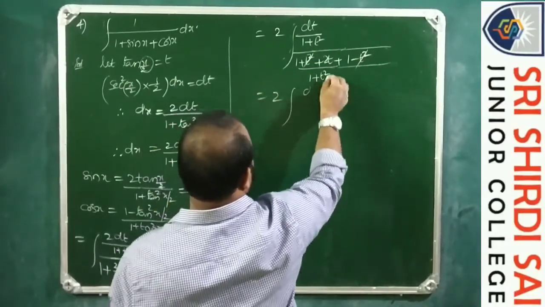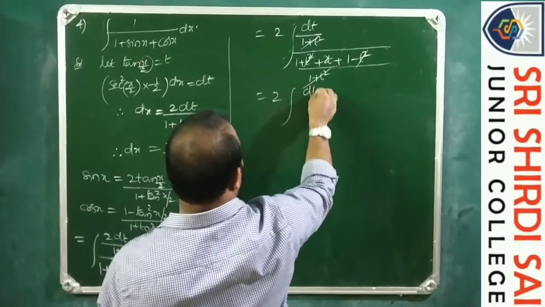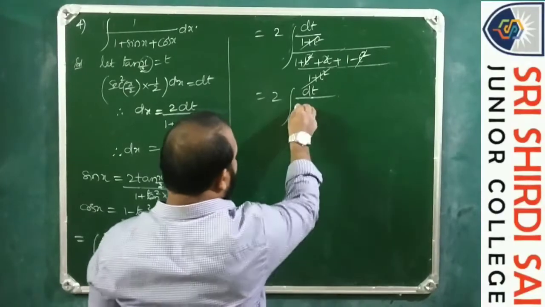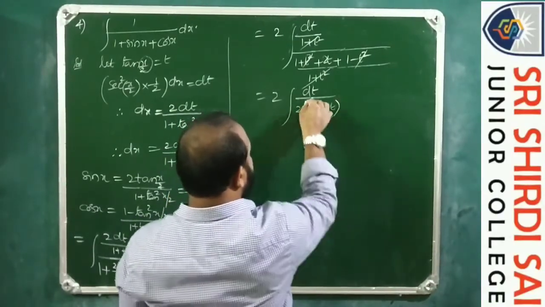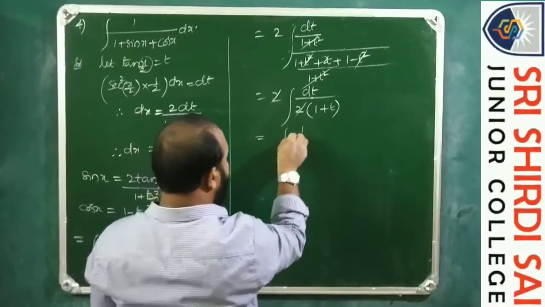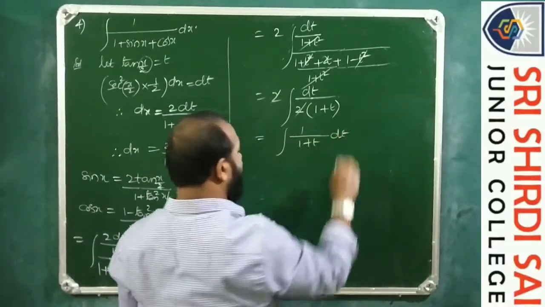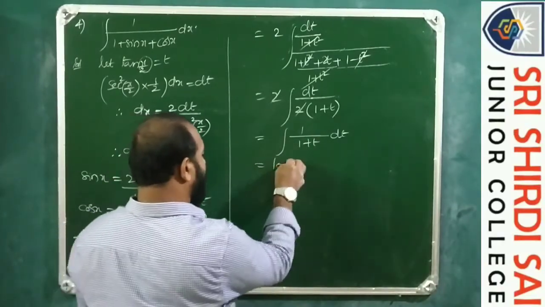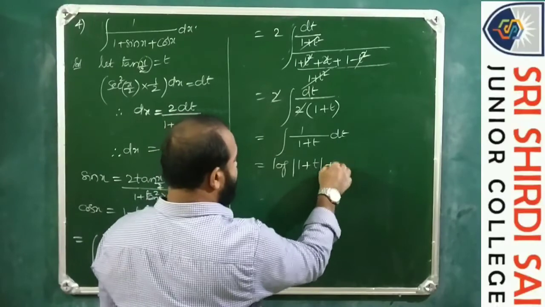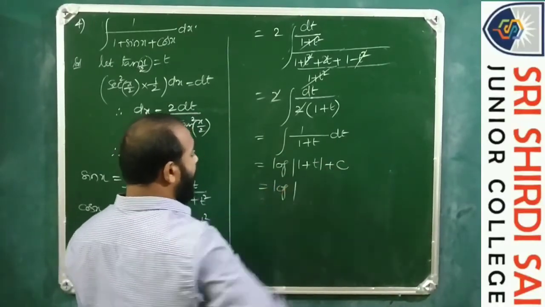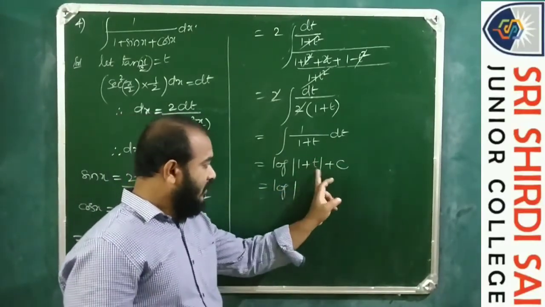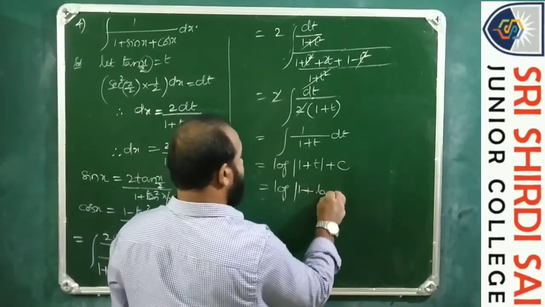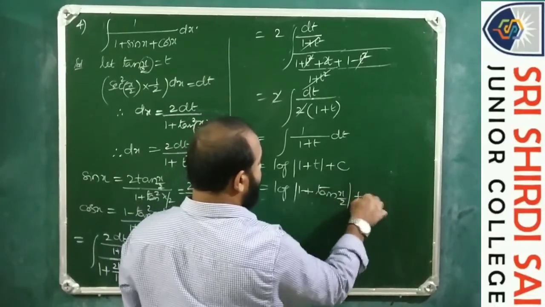2 integral, this 1 plus t square and 1 plus t square get cancelled, dt by 1 plus 1 is 2, 2 plus 2t. Take 2 in common, then we will get 1 plus t. 2 gets cancelled. So this is 1 by (1 plus t) dt. It is of the form integral 1 by x dx, log mod x. So this is log modulus of 1 plus t plus c. So don't forget to write t as tan x by 2. So the answer is log of 1 plus tan x by 2 plus constant of integration c.